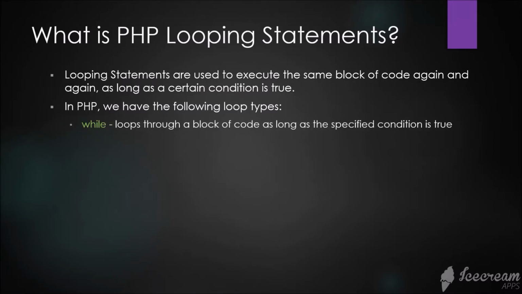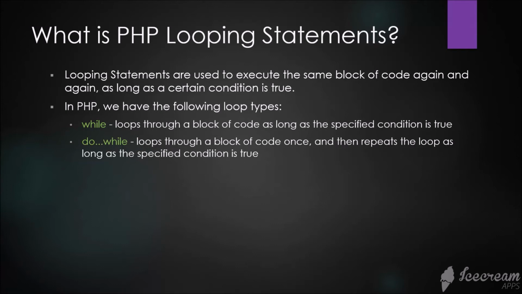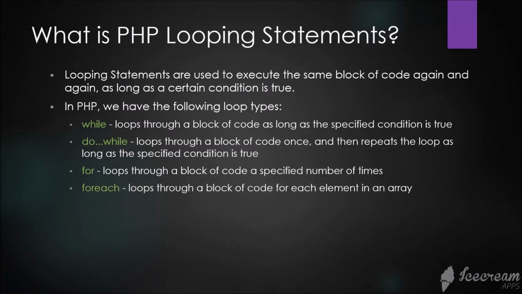First, the while loop loops through a block of code as long as the specified condition is true. Next, the do while loop loops through a block of code once and then repeats the loop as long as the specified condition is true. Then we have the for loop, which loops through a block of code a specified number of times. And then the foreach loop loops through a block of code for each element in an array. Okay?